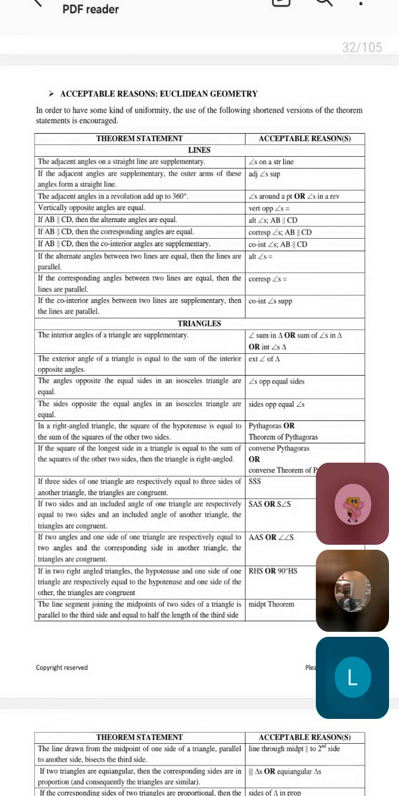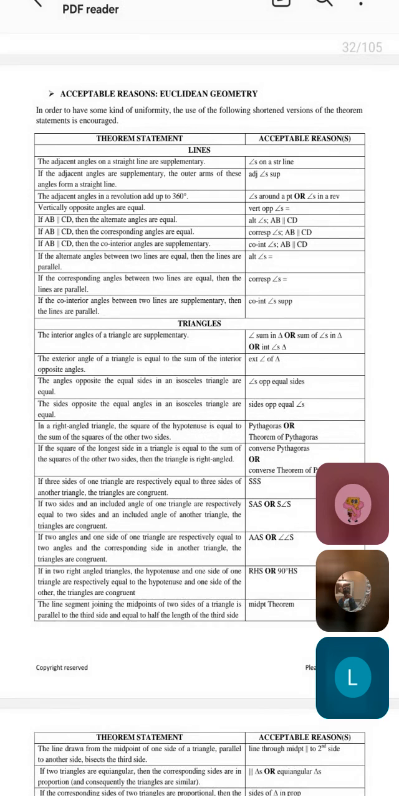So I'm going to switch this off a little bit because this document is very important, like I said, and what I'm going to do is share this document for those that may probably not have gotten exposure to it. Okay, if you look underneath the lines, there's triangles. All of the theorems that relate to triangles are listed there.